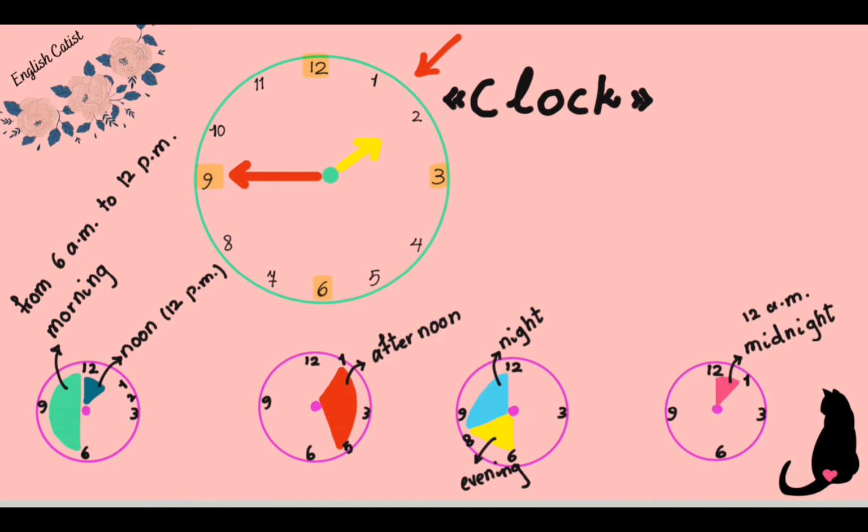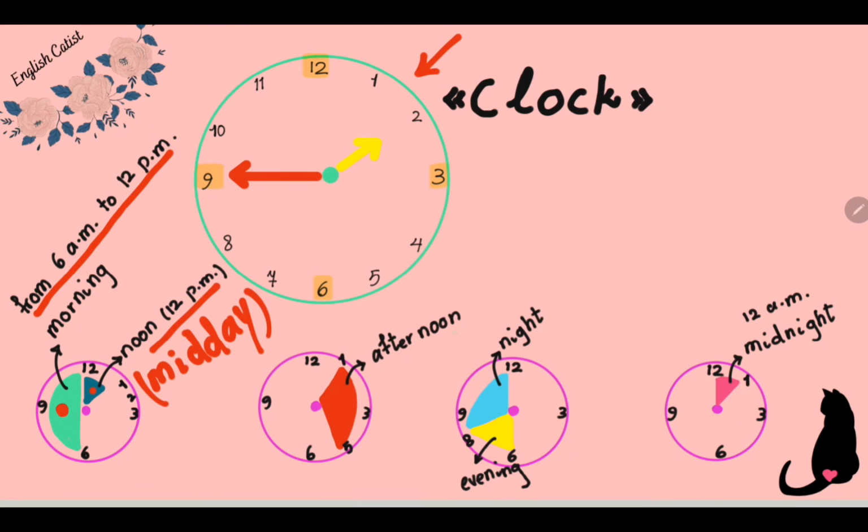The first one is this one. Morning. This part is called morning. Morning is from 6 a.m. to 12 p.m. Now, look at this part. This part is noon. Noon means 12 p.m. We can also say midday. Midday means 12 p.m.